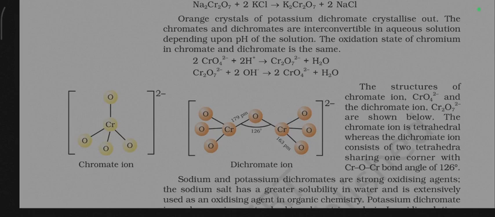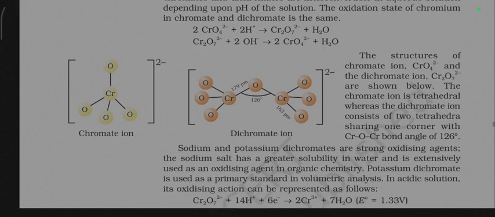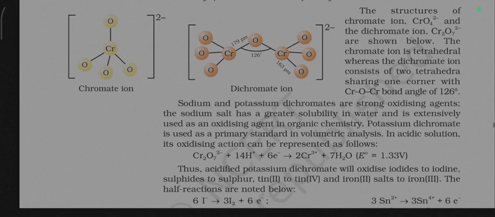2CrO4 2- plus 2H+ gives Cr2O7 2- plus H2O. Cr2O7 2- plus 2OH- gives 2CrO4 2- plus H2O. The structures of the chromate ion CrO4 2- and the dichromate ion Cr2O7 2- are shown below. The chromate ion is tetrahedral, whereas the dichromate ion consists of two tetrahedra sharing one corner with a Cr-O-Cr bond angle of 126 degrees.